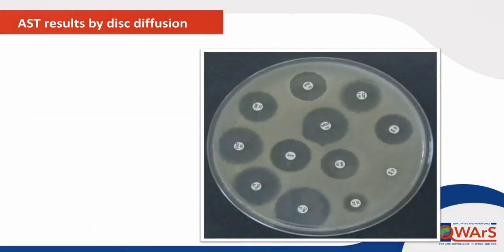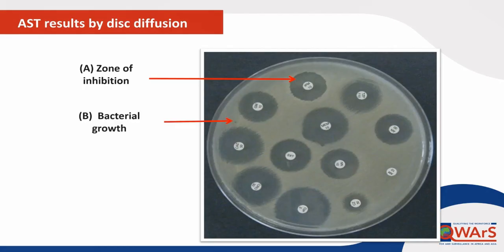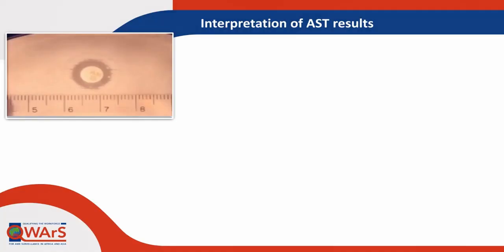This slide shows AST results after 24 hours incubation. This is the zone of inhibition. This is bacterial growth. This is an antibiotic disc. The different discs show differing zones of inhibition, which should be measured to determine if they are susceptible, intermediate, or resistant, as shown on the next slide.